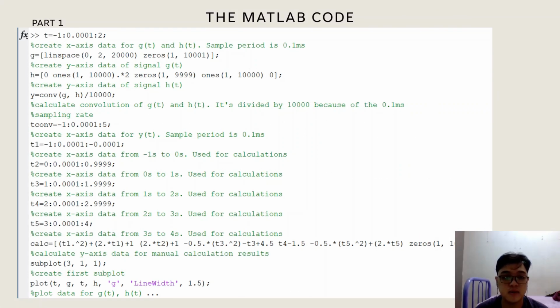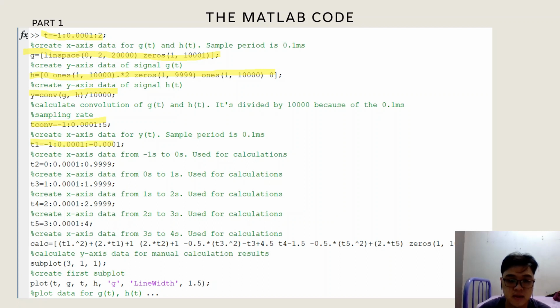Hi, I'm Hua. So I'm going to explain the MATLAB code for the class 2. So first we create the time data for g(t) and h(t), and the sample period is 0.1 millisecond. So next we create the y data for the signals g(t) and h(t). We calculate the convolution for g(t) and h(t), and then divide by 10,000 because of the 0.1 millisecond sampling rate. Next, we create data for y(t). The sample period is 0.1 millisecond.